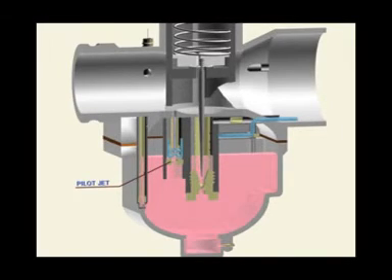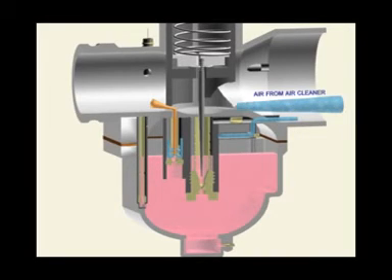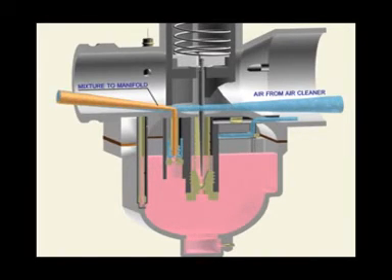Pilot air mixes with the fuel metered by the pilot jet and breaks the fuel into fine particles, atomizing the fuel. The fully atomized air-fuel mixture flows through the pilot jet into the inlet manifold. This mixture again mixes with the air flowing through the main bore. Thus, fuel-air mixture at optimum ratio is drawn into the engine.